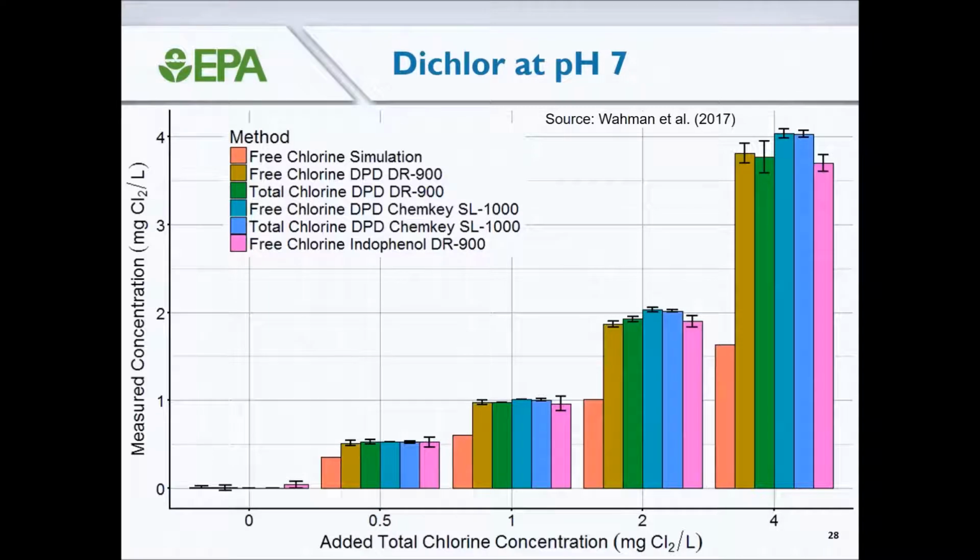And so we're comparing DPD colorimetric free and total chlorine done with a colorimeter and with a Hach SL1000. And we're also showing the free chlorine indophenol method on the colorimeter. And it's very easy to see here that all the methods are measuring total chlorine. And none of them are actually capturing the free chlorine for the reasons I mentioned before, and that they all react essentially with the free chlorine in the sample. We also did this with dichlor at pH 9, and trichlor at pH 7 and 9. We received similar results. So free measures total chlorine.